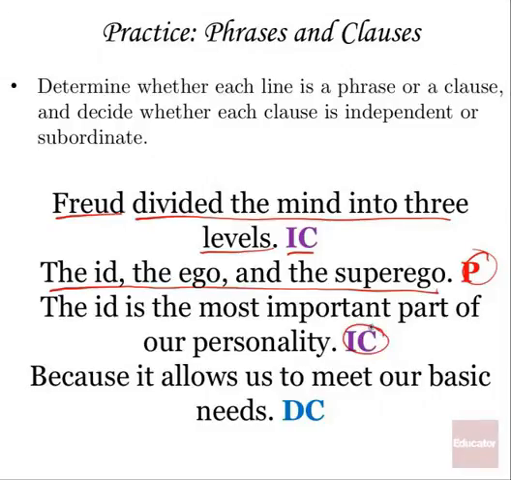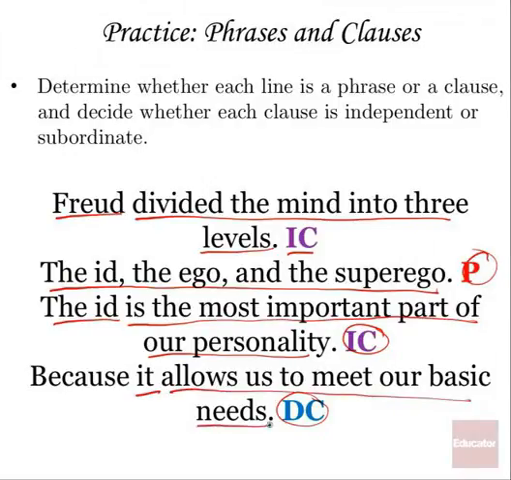That's also an independent clause. It has a subject, the id, and a predicate, is the most important part of our personality, because it allows us to meet our basic needs. That is a dependent clause. It does have a subject and a predicate: it, and allows us to meet our basic needs. But you see that because? That is a subordinating conjunction, so we know that this is a dependent clause.